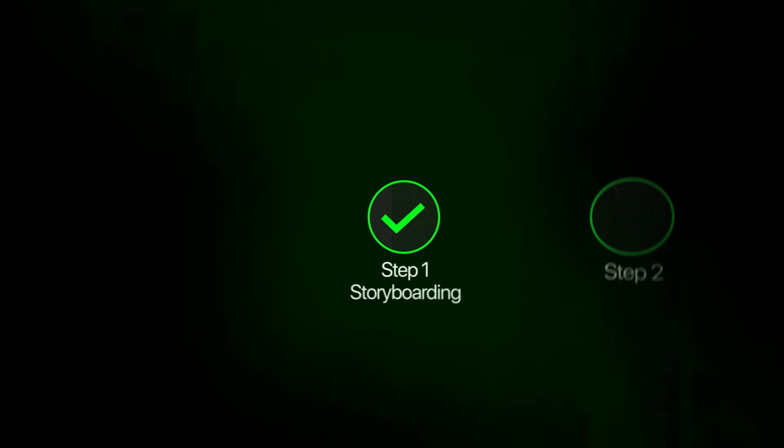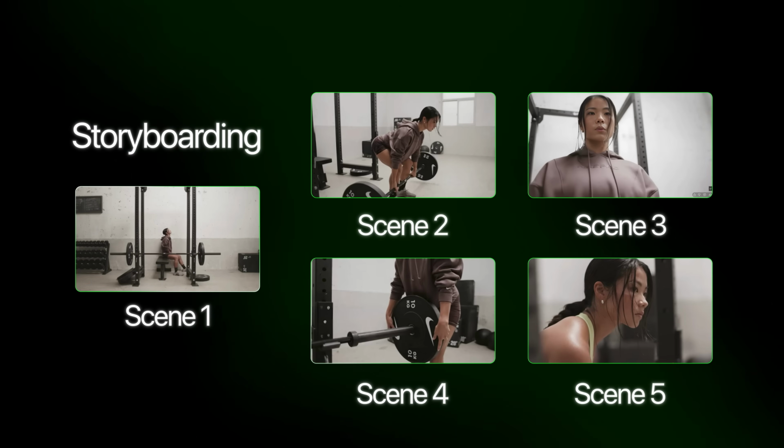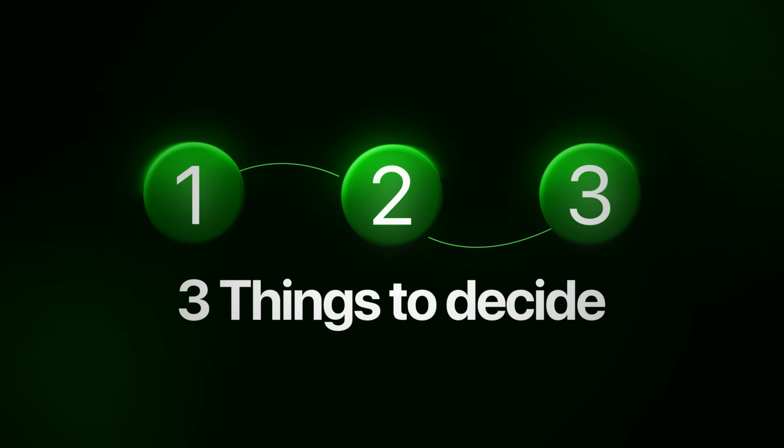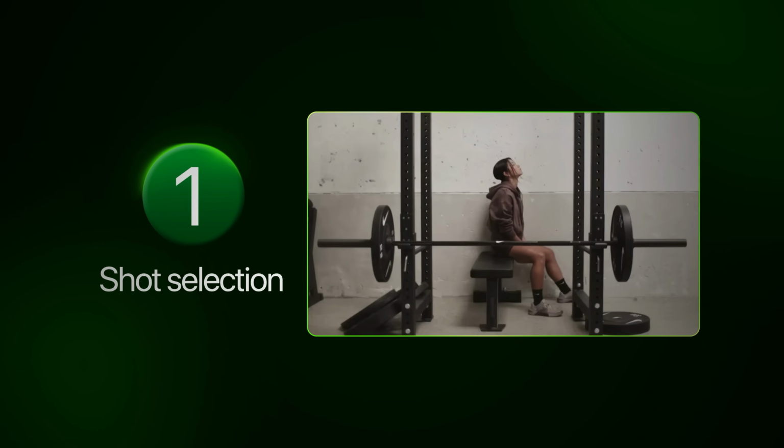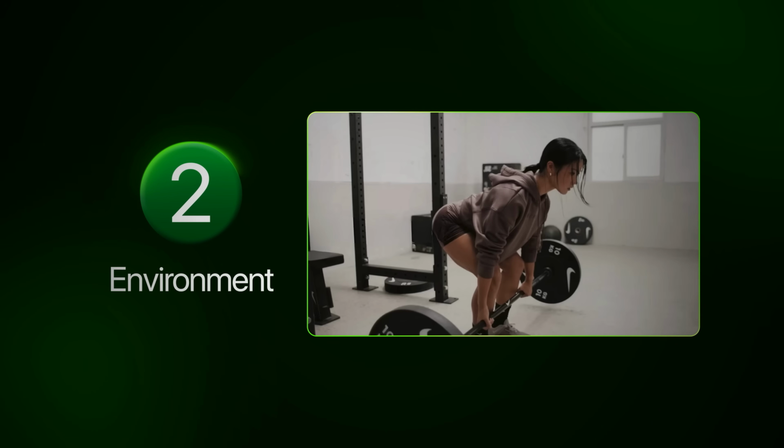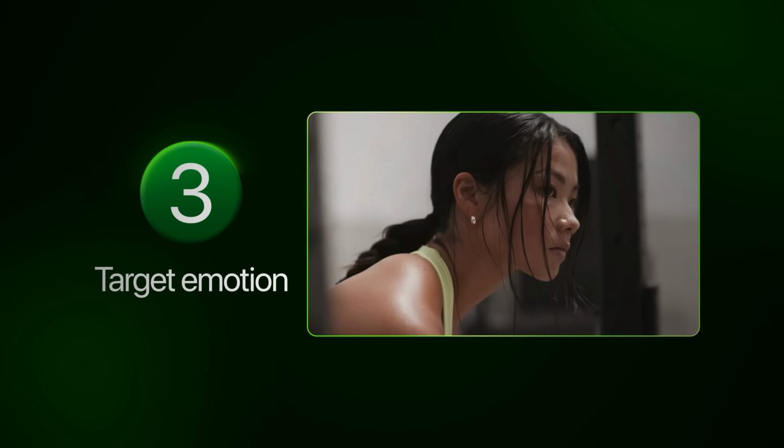The first step is storyboarding. Before you touch any AI tool, you need a clear concept. A cinematic ad isn't just a collection of beautiful shots. It's a short story where your product is the hero. And you only need to decide 3 things: what shots do you want, what environment fits your brand best, and what emotions are you trying to create.